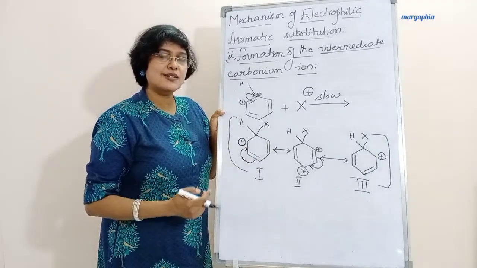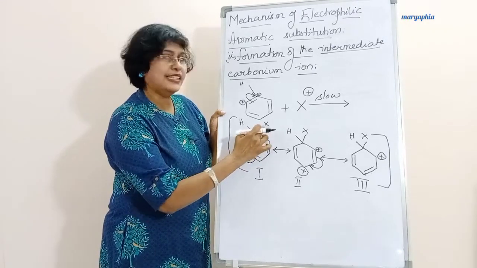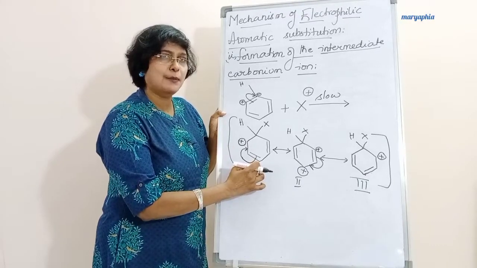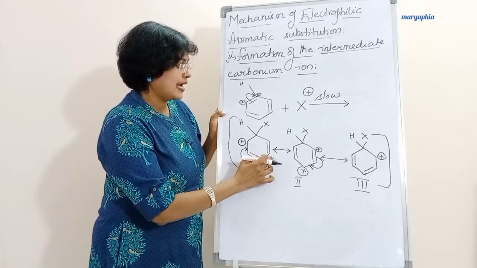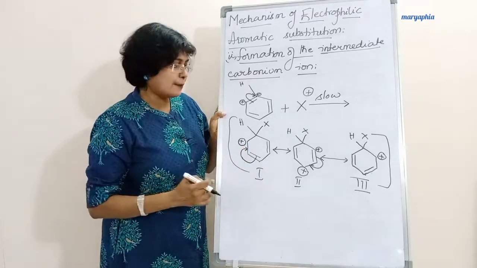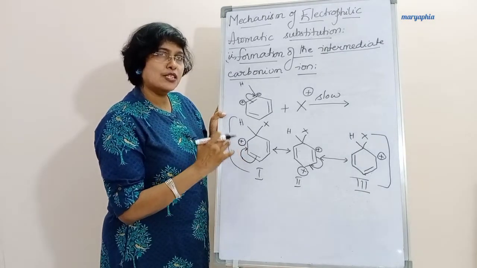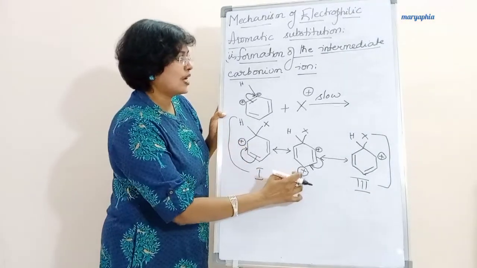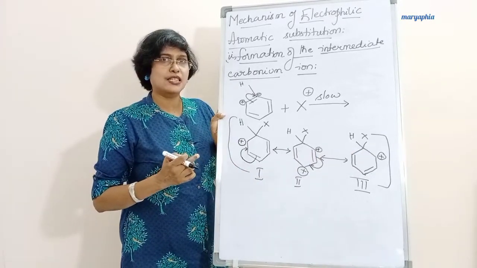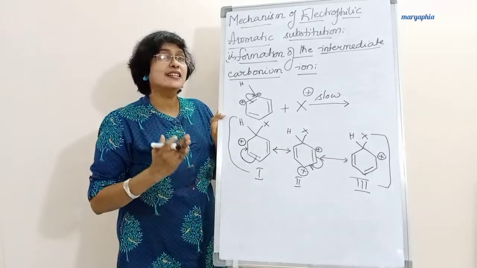What are these positions called, students? The positions adjacent to the carbon bearing the electrophile are the ortho positions, and this position is the para position. And these two we call the meta positions. Most importantly, the positive charge is concentrated especially in the ortho and para positions. So here, these three are the resonating structures.